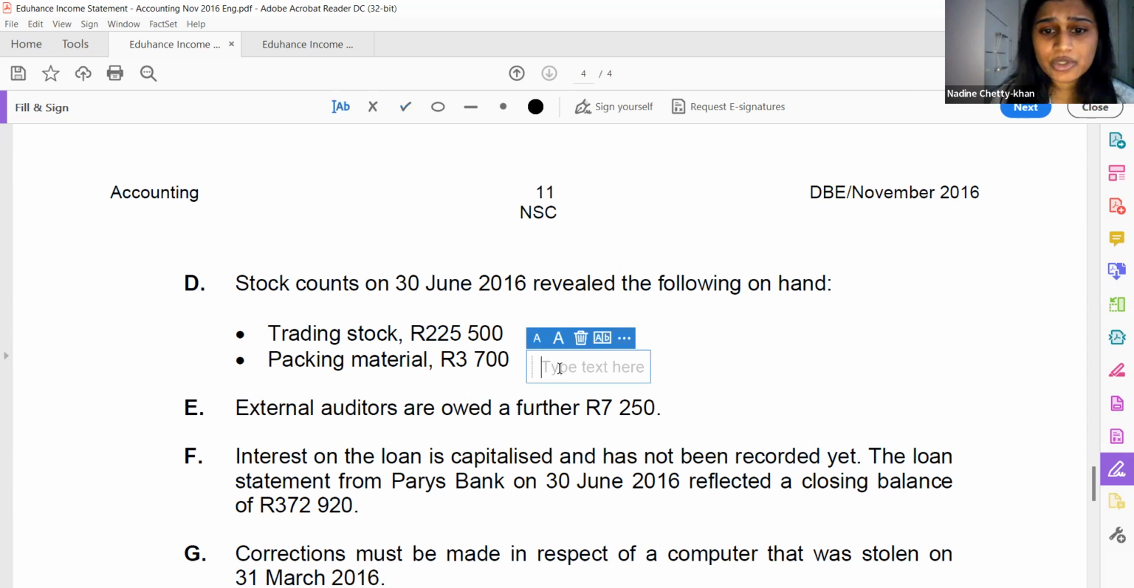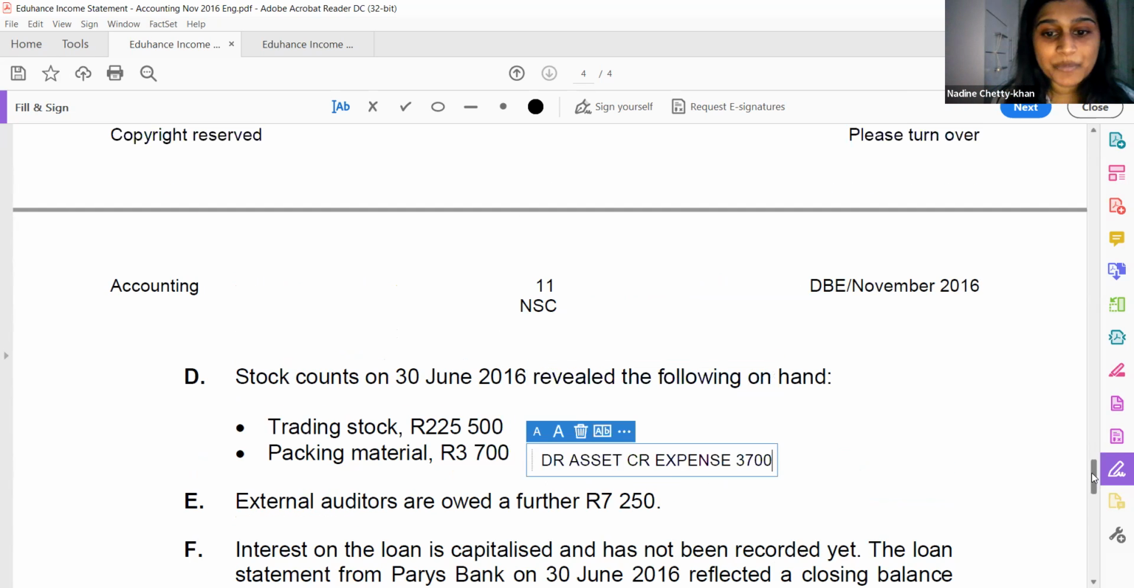So what are you going to do? You're going to recognize an asset and you're going to have to reduce the expense by crediting it for the 3,700. This is completely different to what we did with trading stock. We didn't compare an asset in our books to what's in our warehouse. Now we're saying, okay, we see we have an amount in our warehouse, but what is in our books? Our books has everything expensed, and that is wrong. It can only be expensed if it's not in our warehouse, it's been used. So we have to take 3,700 out of our expense and put it as an asset.